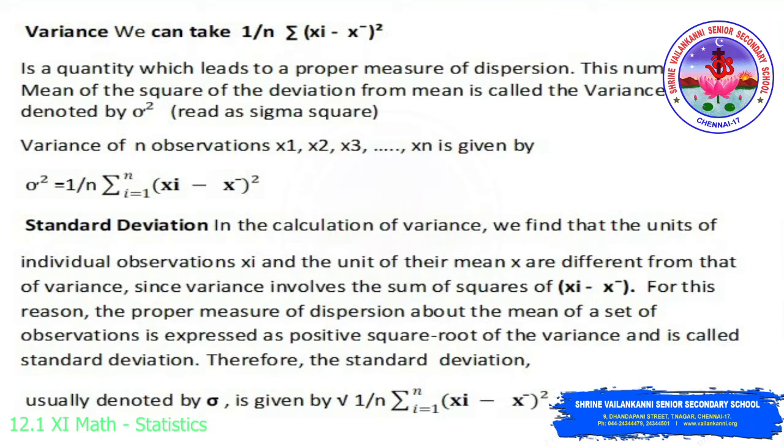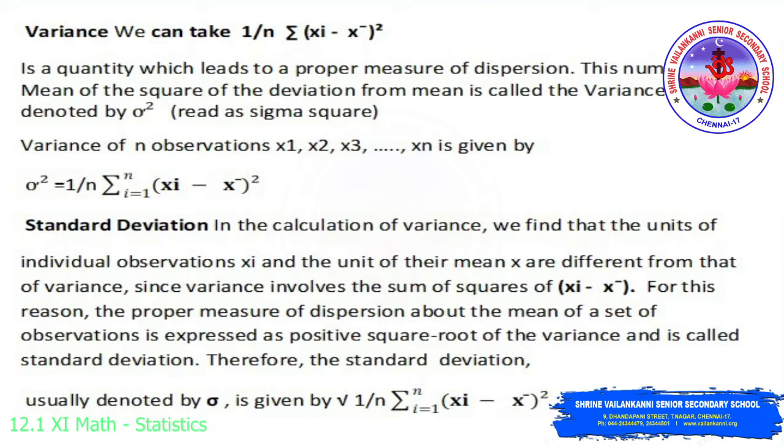So the variance of n observations x1, x2, x3 till xn is given by sigma square equal to 1 by n, sigma i equal to 1 to n, xi minus x bar whole square. Then standard deviation. In the calculation of variance, we find that the unit of the individual observation xi and the unit of the mean x bar are different from that of the variance. Since variance involves the sum of the squares of xi minus x bar, for this reason, the proper measure of dispersion about the mean of a set of observations is expressed as the positive square root of the variance and is called the standard deviation.